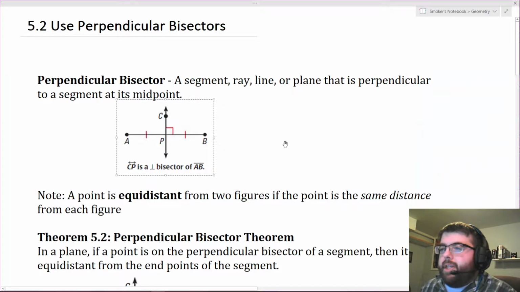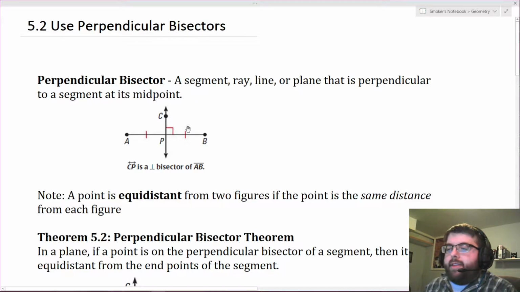Hello, geometry. I'm going to go over chapter 5, section 2, perpendicular bisectors. A perpendicular bisector is a segment, ray, or line, or even a plane that is perpendicular, and that, by the way, means that it has a 90-degree angle with a segment at its midpoint.